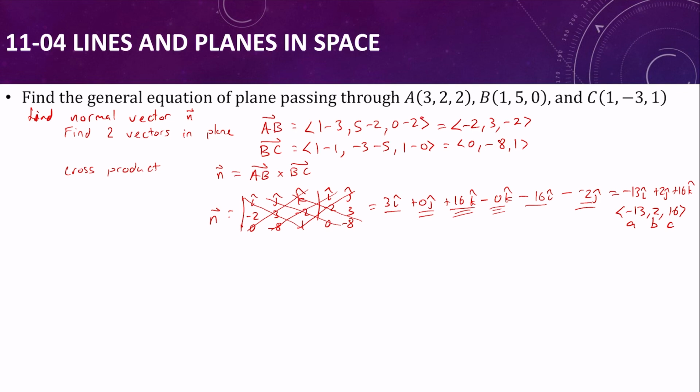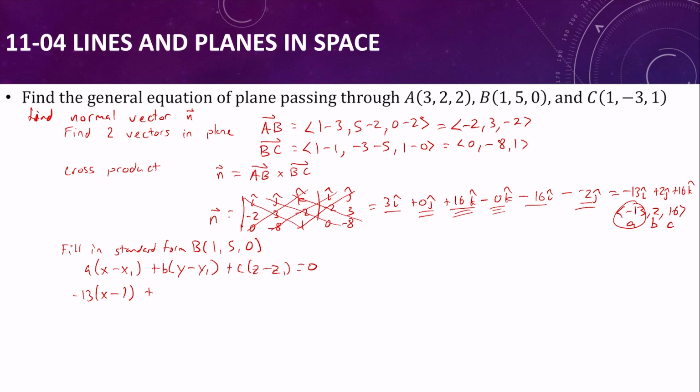All right. So now we fill in the standard form, which is a times x minus x1, plus b times y minus y1, plus c times z minus z1 equals 0. But I need to pick a point. Any of the points on the plane will work. So I'm just going to pick point B, 1, 5, 0. So A is negative 13, times x minus x1, which is 1 from our point B. Little b is 2, times y minus 5. And C is 16, times z minus 0.